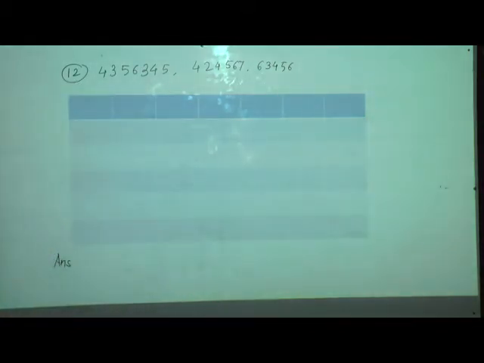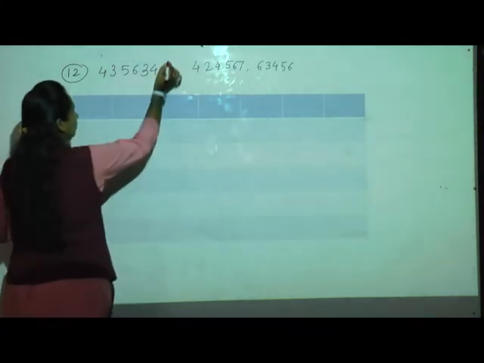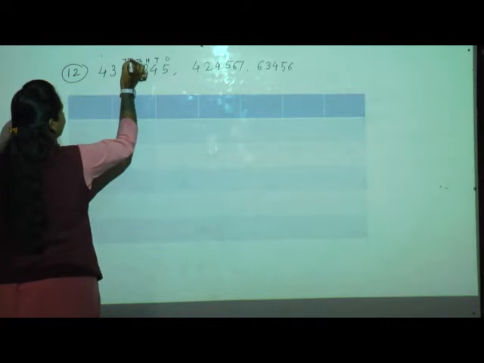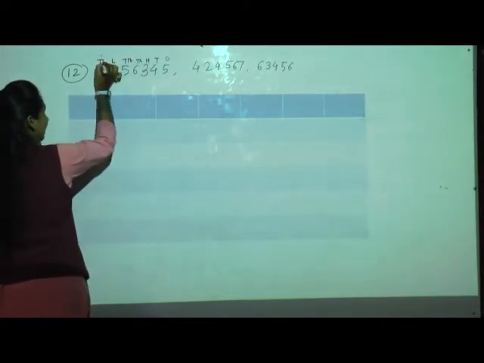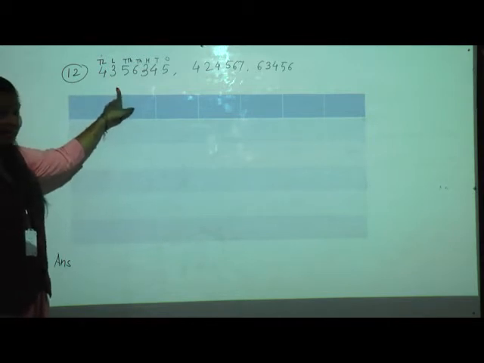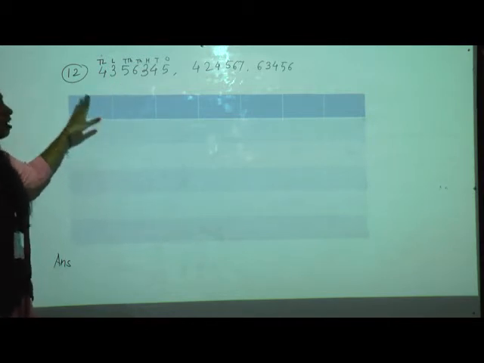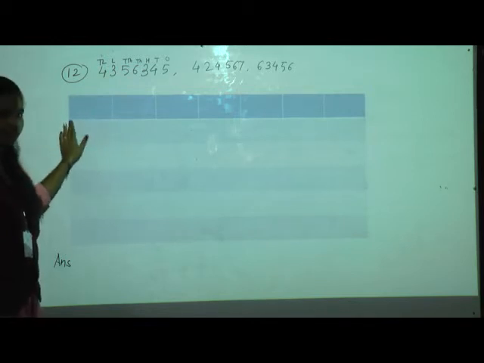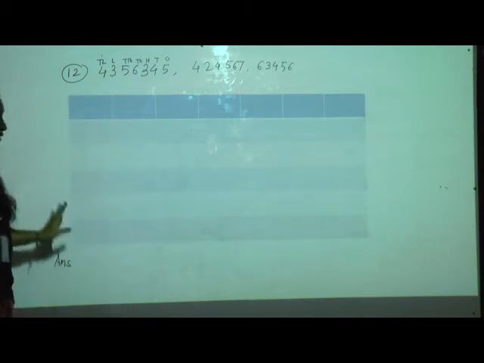Now see. Give the place value to the number: ones, tens, 100, 1,000, 10,000, lakh, 10 lakh. When you give the place value, you will understand how many digit addition is there, and second, you will understand how many columns you have to draw.